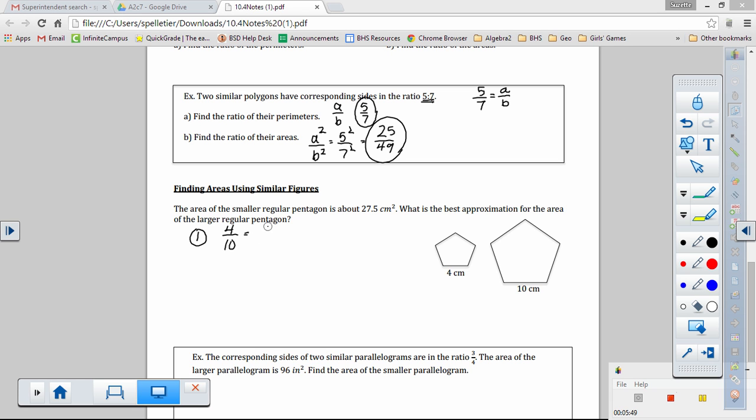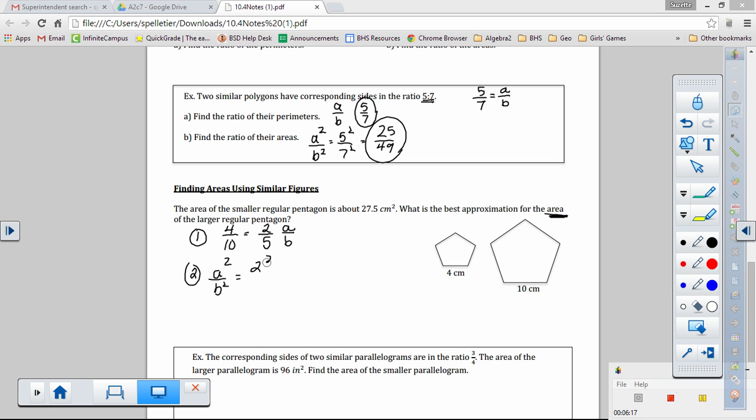I'm going to reduce that because they're both divisible by 2. So I'm going to get 2 to 5. That's my a to b, right? Side length, a to b. So if I know that that is the proportion of the side lengths, and I know that a is 2 and I know that b is 5, I'm trying to get the area. So I need to then move up and do a squared, b squared, and see what I have.